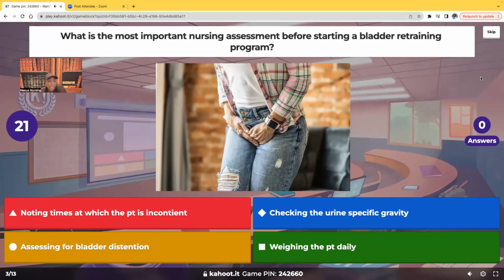Is it to note the times at which the patient's incontinent? Are you going to check the urine specific gravity? Are you going to assess for bladder distension, or are you going to weigh the patient daily? What's the most important thing to do before you start a bladder retraining program?